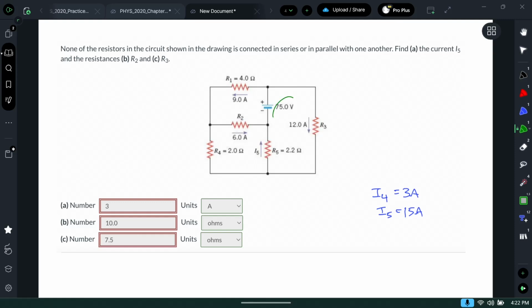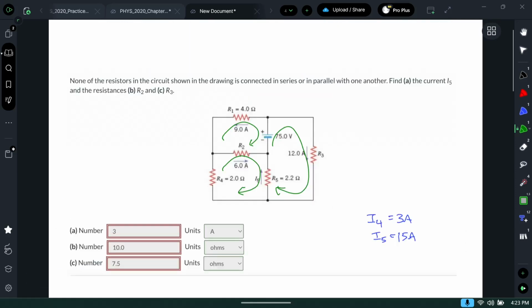Identify all the loops in my circuit. I see there are 3 kind of obvious ones. There are others that we could get from combining these 3, but I only need 2 equations to be able to find B and C. So I'll just look at these 3 loops and see which ones are going to be most helpful. If I use this loop up here, I'll call it loop 1, it could help me find R2 because that's included in the loop. If I use the bottom left one, that could help me find R2 as well. If I use the right one, that can help me find R3.